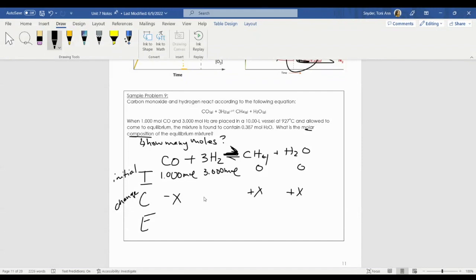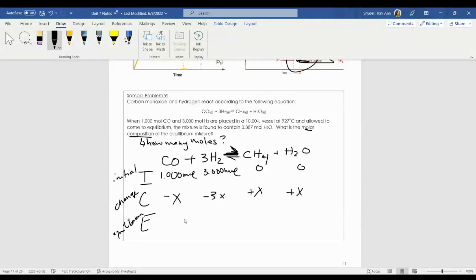My hydrogen, on the other hand, I'm using 3 times the amount of that. So I'm using up 3 moles of H2, or 3 times the number of moles of hydrogen as I am everything else, because 3 moles of hydrogen react per every 1 mole of carbon monoxide. My equilibrium is what E stands for. So E stands for equilibrium.